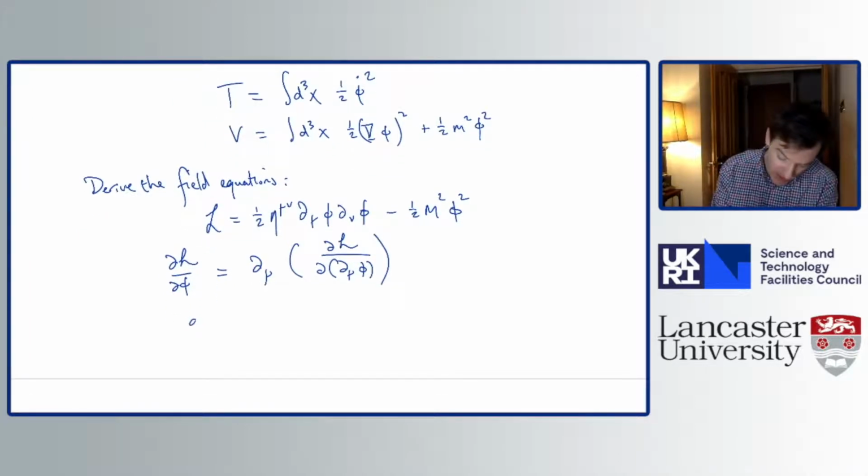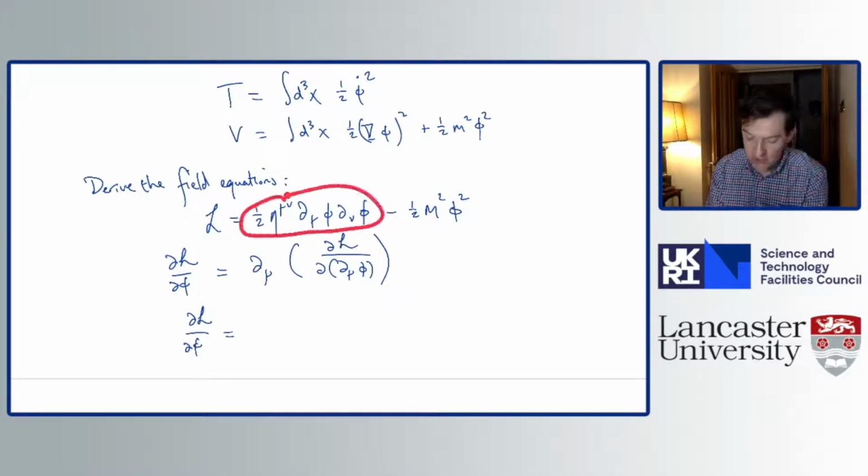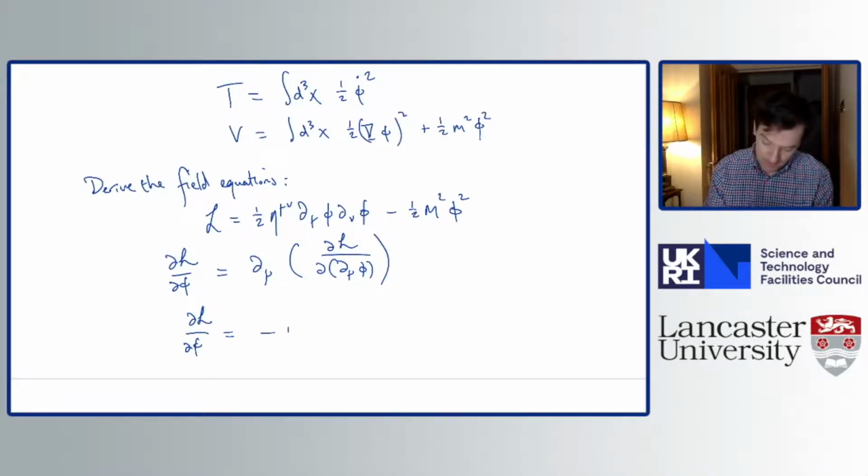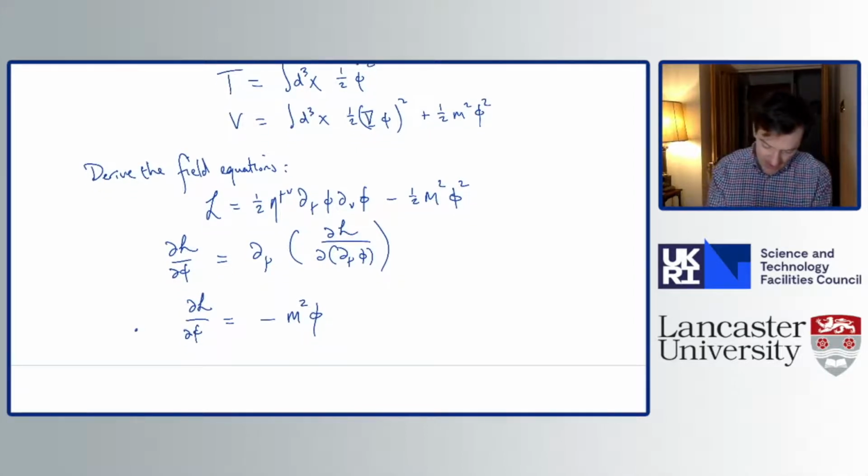So dL/d phi is the easier one to calculate. It's relatively straightforward. So our first term in the Lagrange density does not depend on phi. It only depends on the derivatives. Phi only enters into the second term. So we have minus m squared phi when we do the differentiation. That was easy as promised.